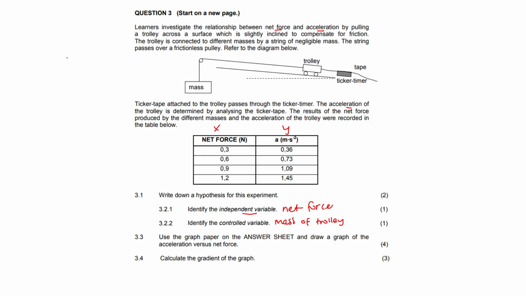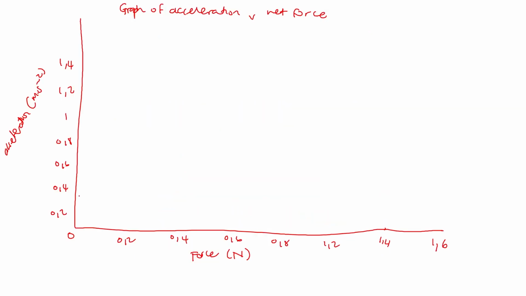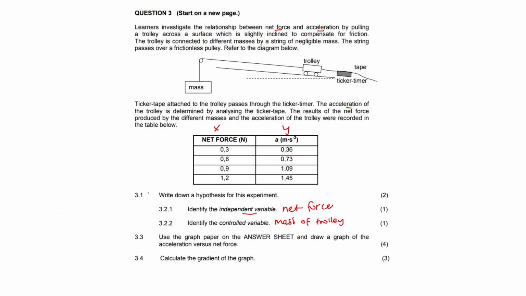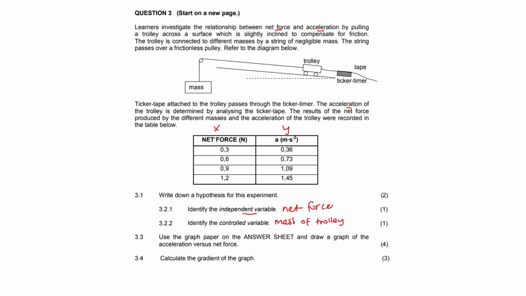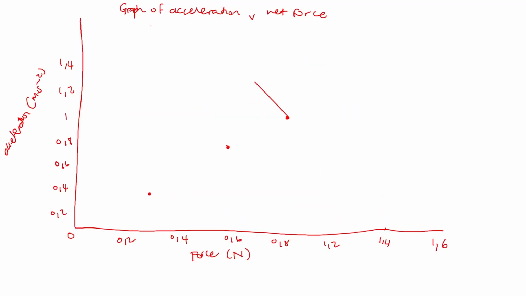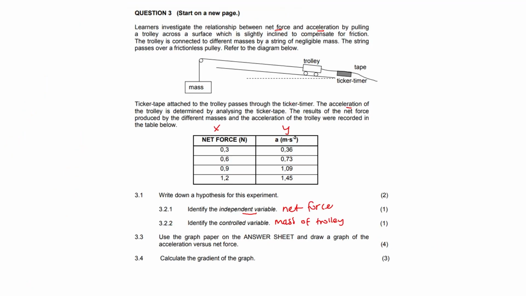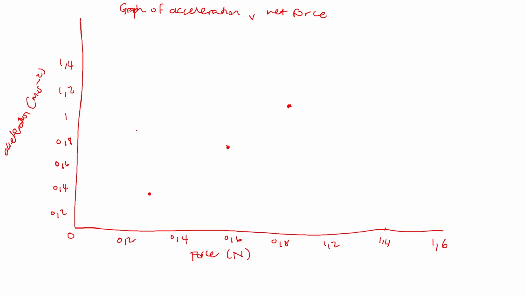Okay, we have 0.3 and 0.36. So it's somewhere here and somewhere in the middle there. Then we have 0.6 and 0.73. So somewhere there. You'll have graph paper, so it will be easier. Next one, 0.9 and 1.09. Then we have 1.2 and 1.45, the last one. So somewhere there. And it should give you a straight line.